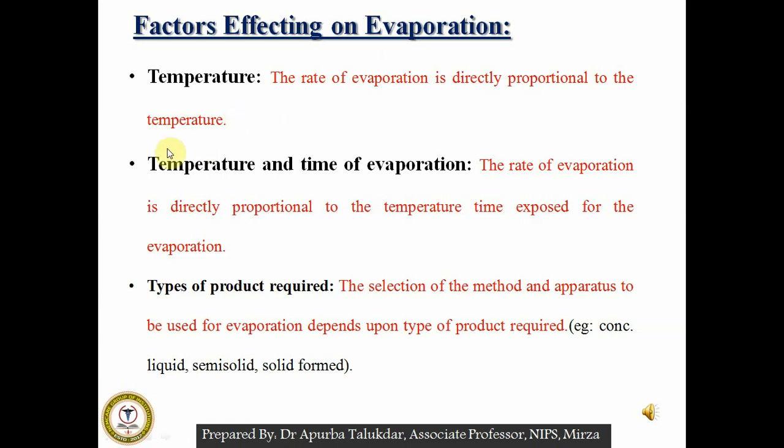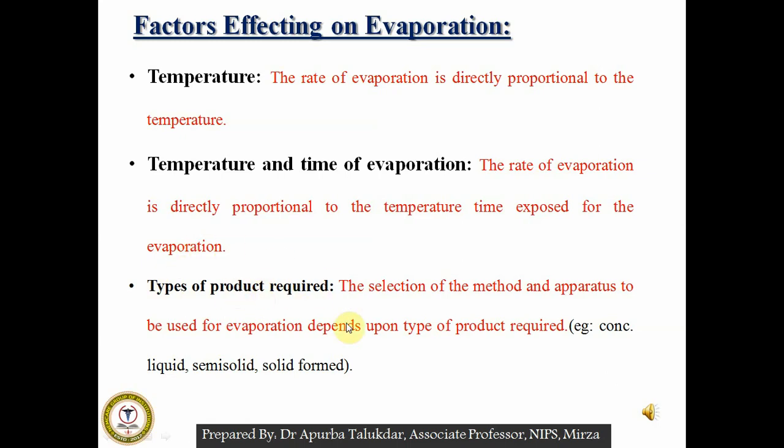Okay, so coming to next one, that is the temperature and time of evaporation. So these two also are directly proportional to the rate of evaporation. That means the rate of evaporation is directly proportional to the temperature and time exposed for the evaporation. For example, if you are doing the evaporation for a long period of time at a constant temperature, that will increase the rate of evaporation compared to the evaporation process that is done for a short period of time. That is why the temperature and the time are directly proportional to the rate of evaporation for the said sample.